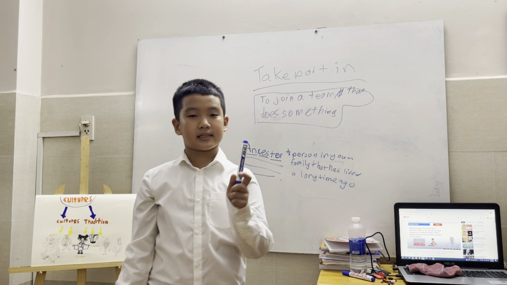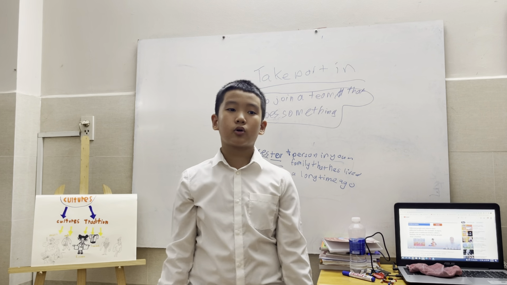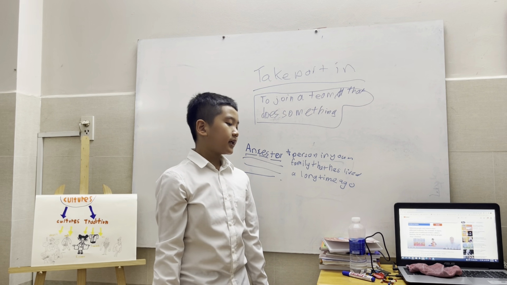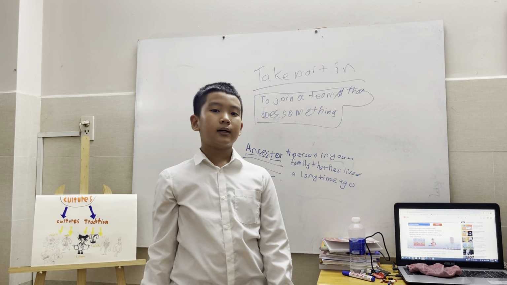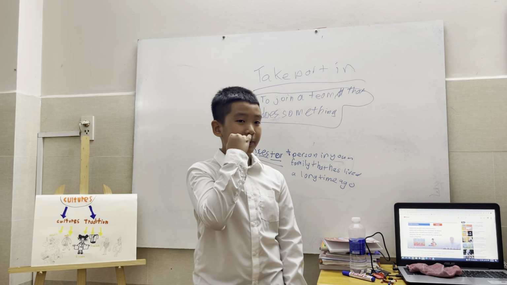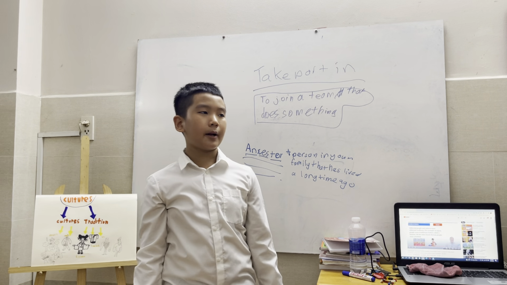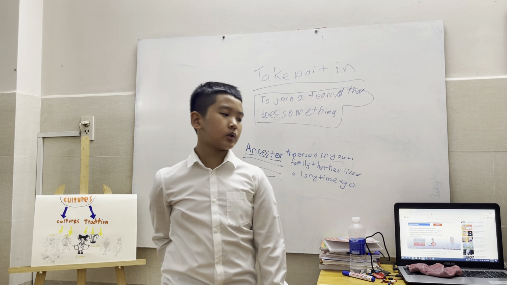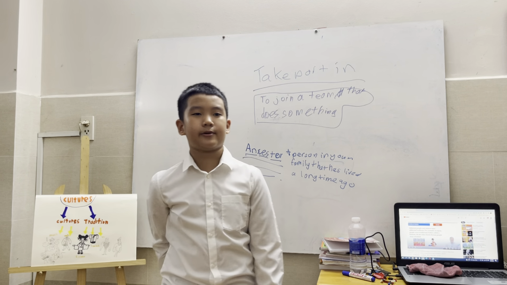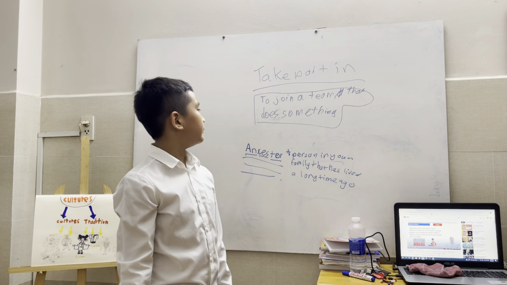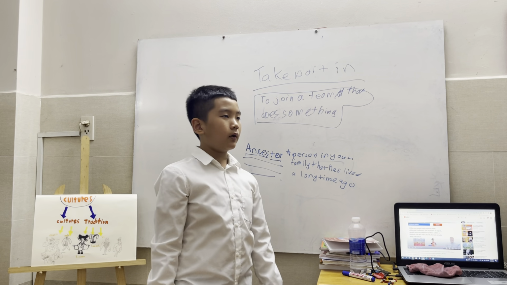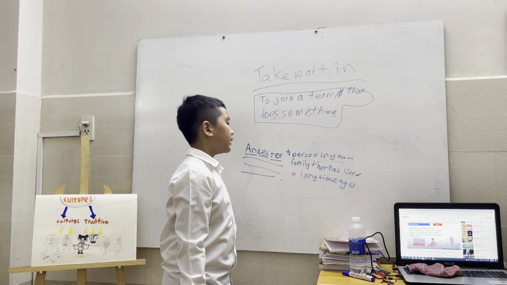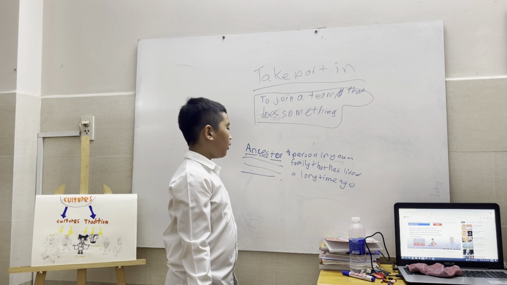Like, your ancestor could be your great-great-grandfather, but ancestors can also be something else. Ancestors could be your parents, like your mom and dad, or your grandparents, your great-grandparents, your great-great-grandparents, your great-great-great-great-grandparents, and a whole bunch of grandparents. We just keep going back. So, that's what ancestor means.